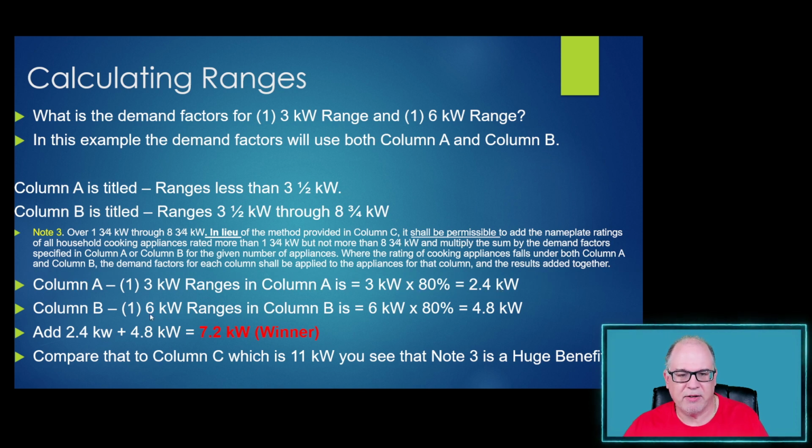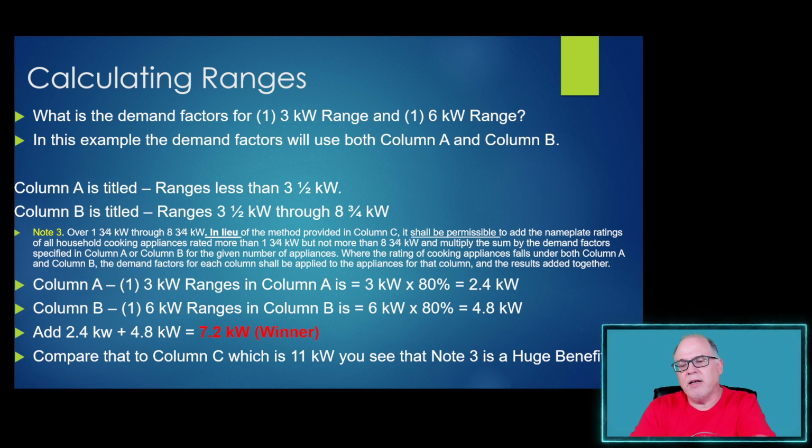Column B, we had 6 kW range. That is 6 times 80%. That gets 4.8. You add the two together. Remember it said add them two together in note 3. And that is 7.2 kW. Well, what was the value under column C? It was 11 kW. Okay, huge difference in your calculation that I can use 7.2 kW versus 11 kW.